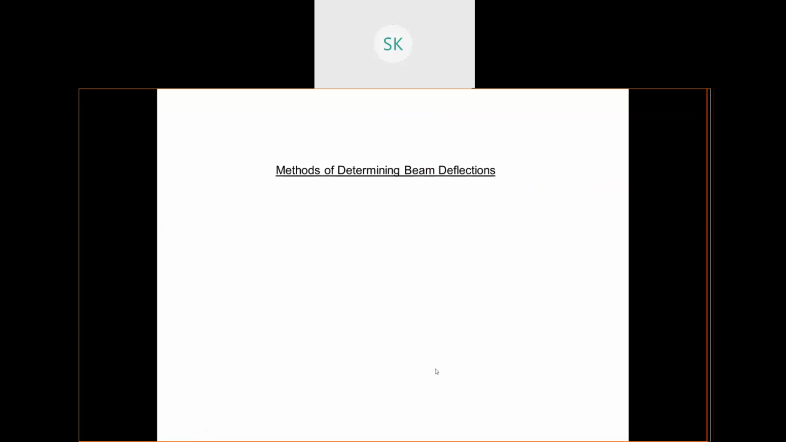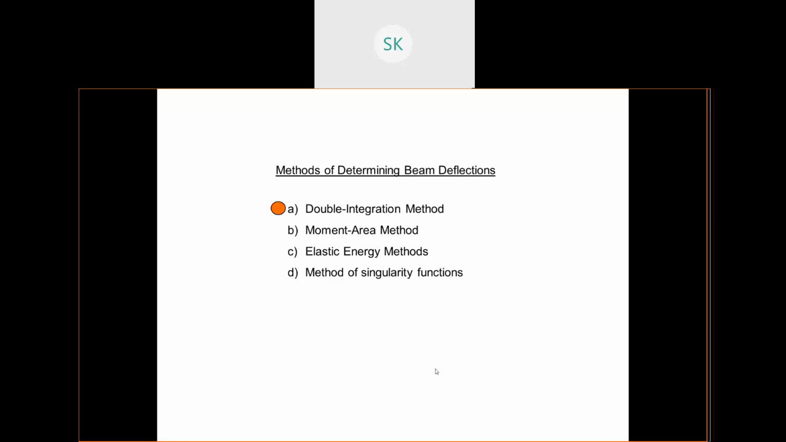Now, what are the methods of determining beam deflection? There are various methods: the double integration method, moment area method, elastic energy method, and method of singularity functions. There are many methods, but we'll discuss two methods only here. So let's start with the double integration method. The deflection curve of the beam is this.